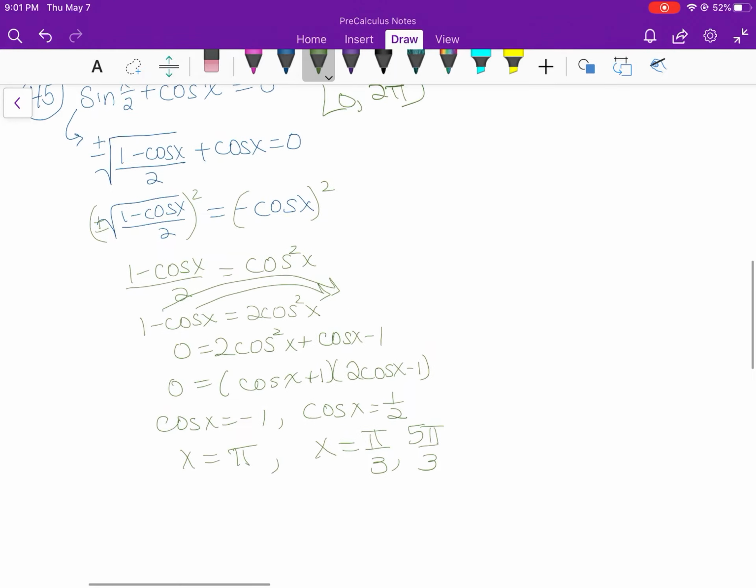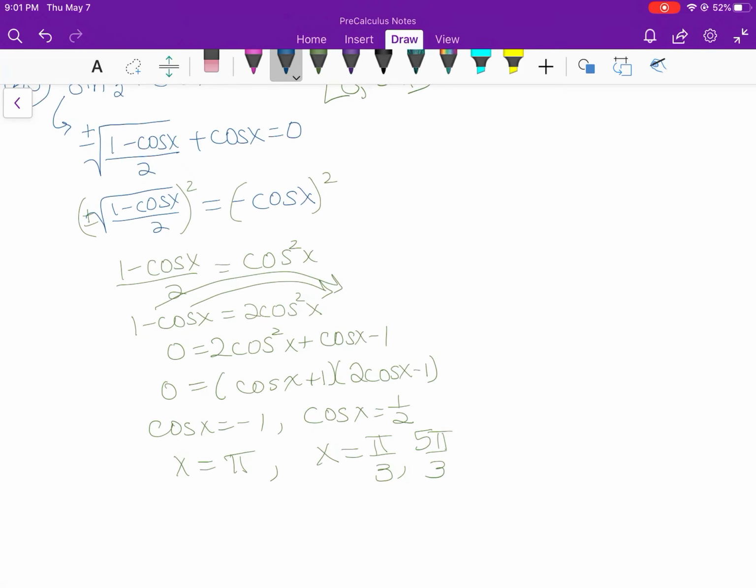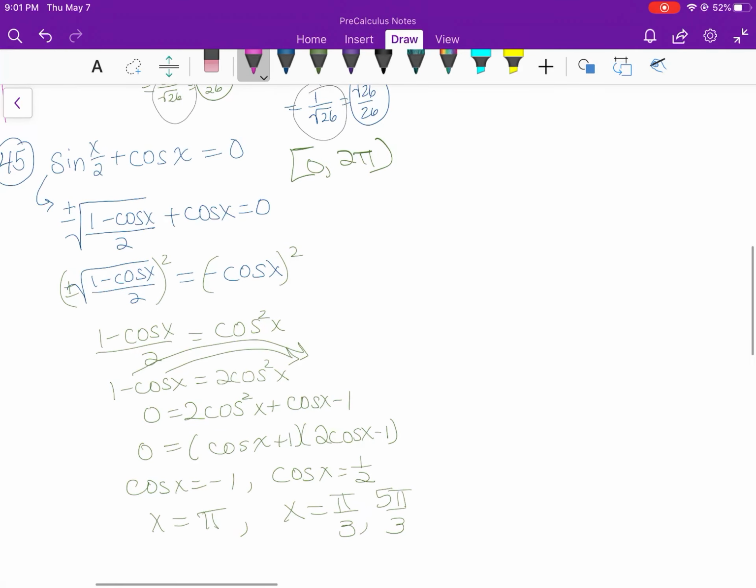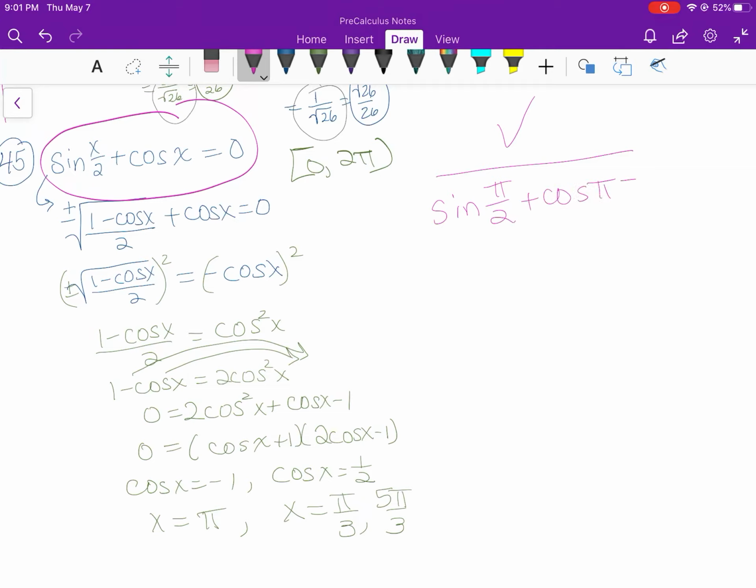Now anytime you square both sides of an equation, you have to check your answers. They don't always check, and so when we check our answers, you're going to go back to the original problem. So we're going to put pi in there first. Is that equal to 0? So that's 1 plus -1 equals 0. That's true. So pi is an answer.